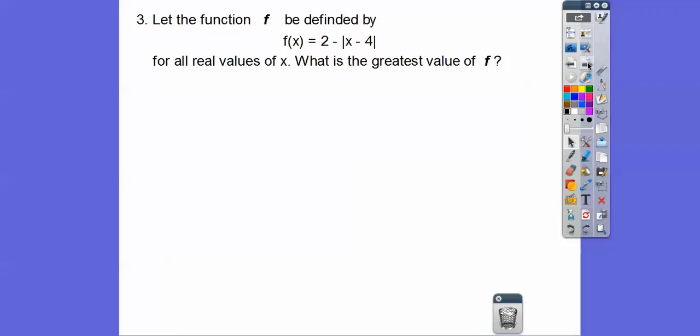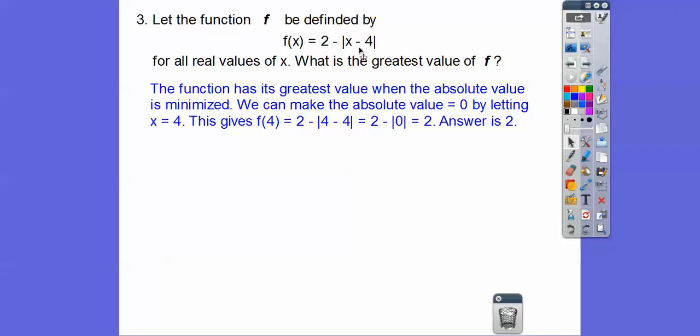Okay, so this one. Let f be defined by 2 minus the absolute value of x minus 4 for all real values of x. What is the greatest value of f? Well, the greatest value is when we subtract the least number right here. This is always positive no matter what. So when can we make this the smallest? When it's 0. We can make this absolute value 0 by just letting x be 4, and that's going to give us 2 minus 0, which is 2.